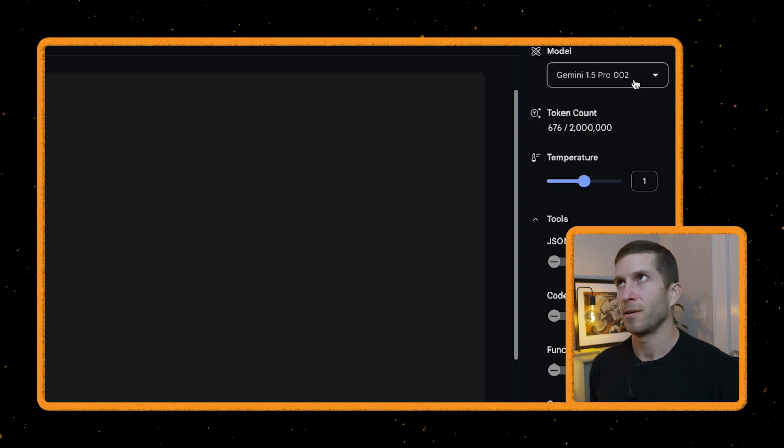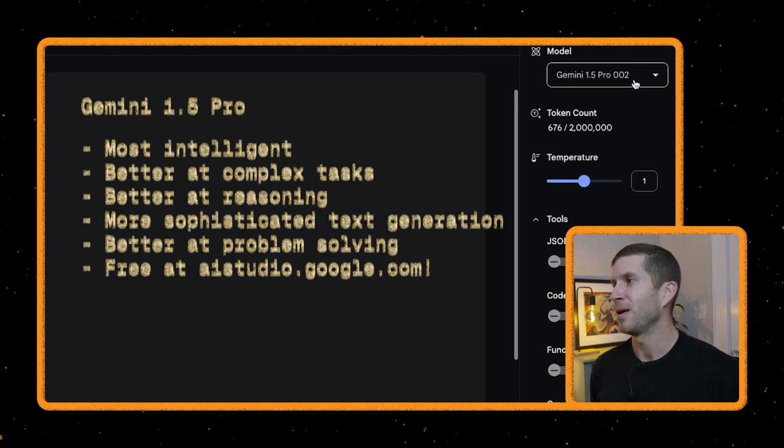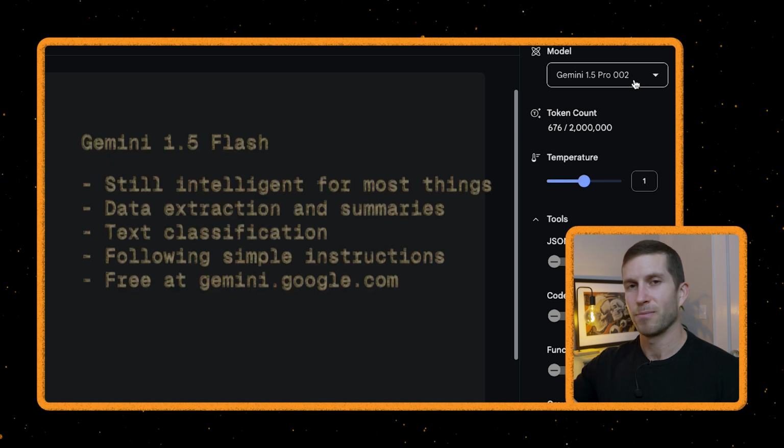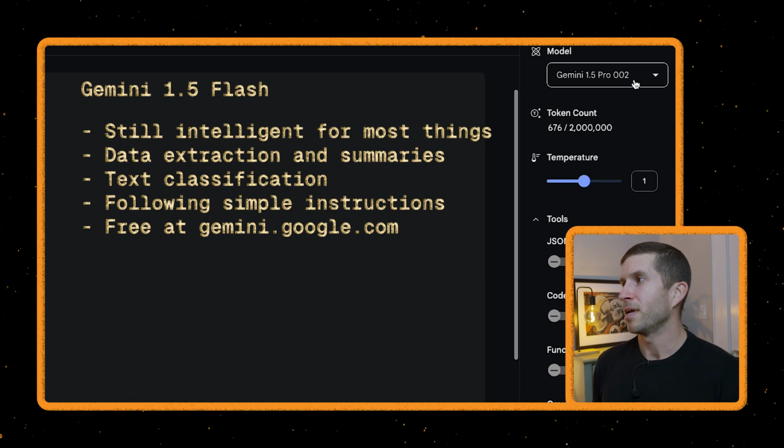It's not to say that their free tier models are bad. They're a little less intelligent, typically a little bit faster, and a little bit lower in something known as their parameter count, which roughly equates to the level of intelligence of the models. But there's a lot of other details and nuance that I'm completely skipping over. So just know that 1.5 Pro is the most intelligent, and then it goes down to 1.5 Flash.